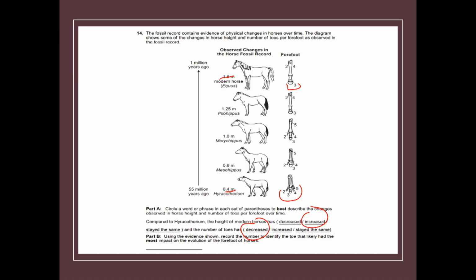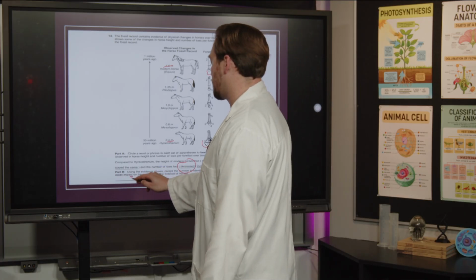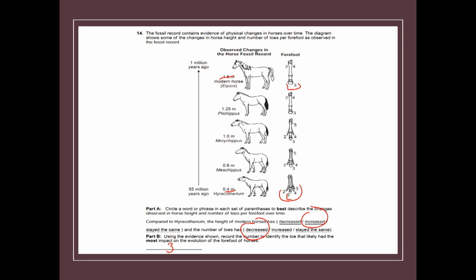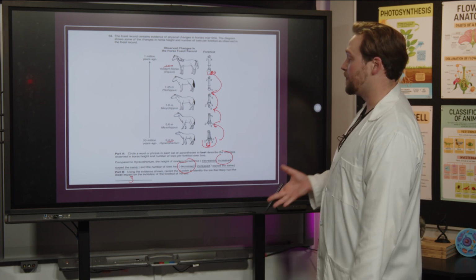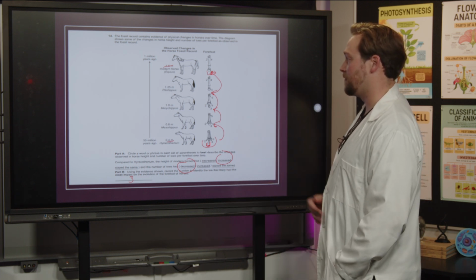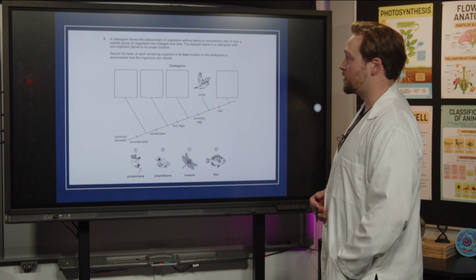Okay, it says, using the evidence shown, record the number to identify the toe that likely had the most impact on the evolution of the forefoot in horses. What we really want to see here, the correct answer is 3. What's going on here? Look at the bone being labeled 3rd here. You can see that as time goes on, it's getting bigger and bigger, right? And then eventually, you can see here that we are losing some of the other toes, but that bone labeled 3 is sticking around until the very end, where that's the only one left. Now, modern horses only have that 1 toe, and so that probably played the biggest impact on the evolution of these organisms. Great work. Let's move on to the next one.